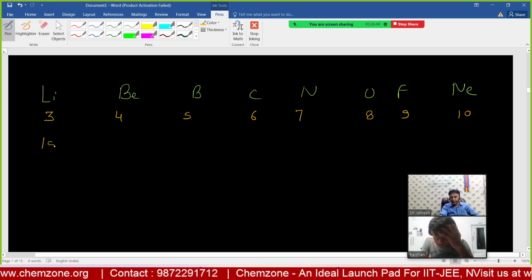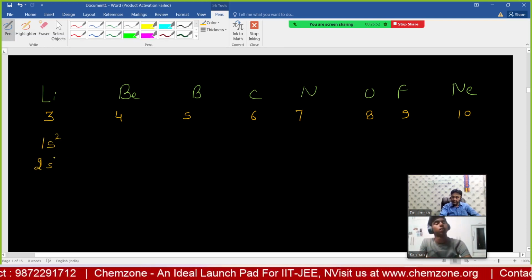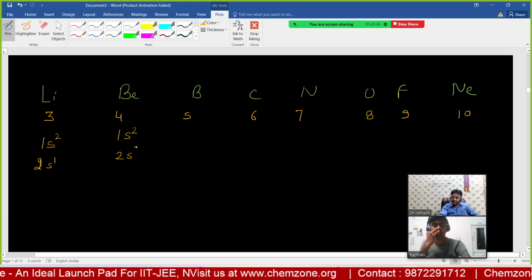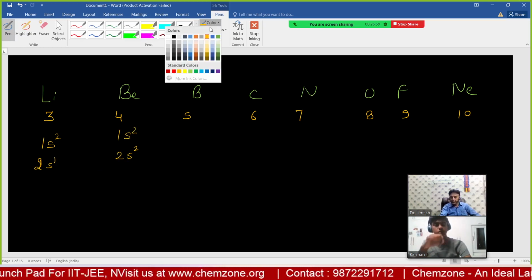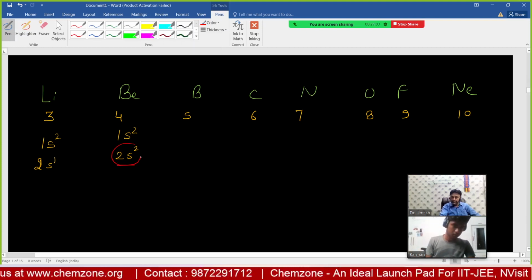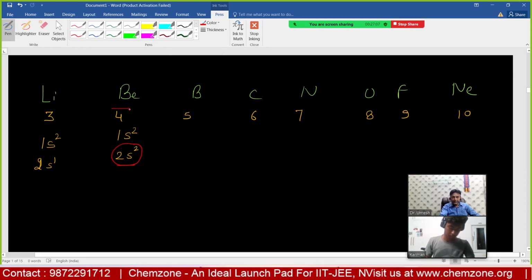If you see the electronic configuration, lithium is 1s2 and 2s1. And for beryllium, it is 1s2 and 2s2. You can see two things here. Number one, it becomes completely filled. And number two, the nuclear charge increases.